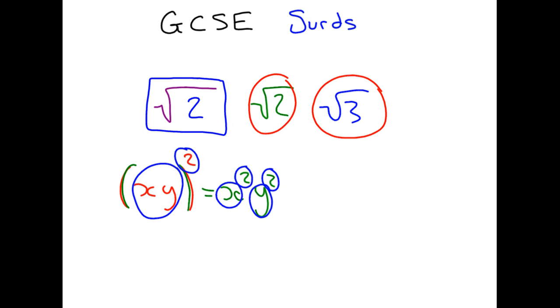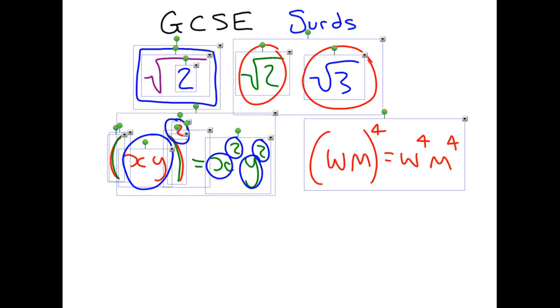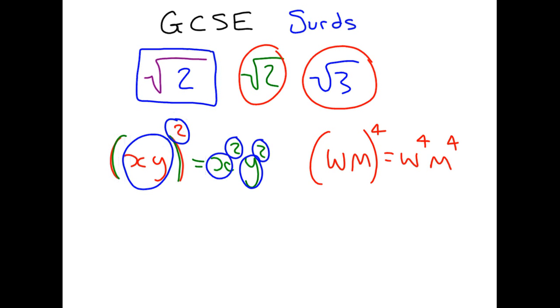Another example might be if you've got wm to the power of 4, that means you've got w to the power of 4 times m to the power of 4. And basically our surd rules are built around this concept. So let me show you what I mean about our surd rules.